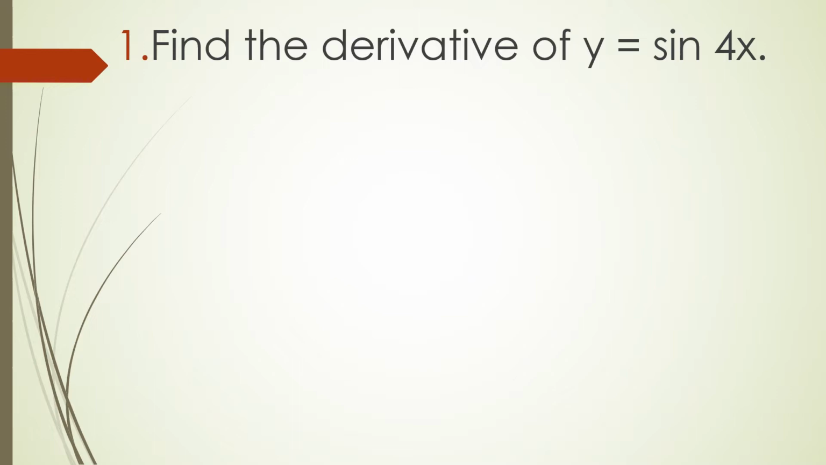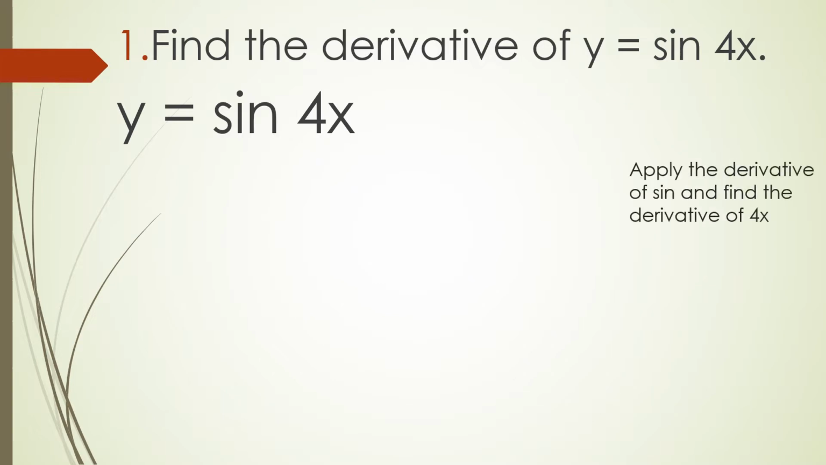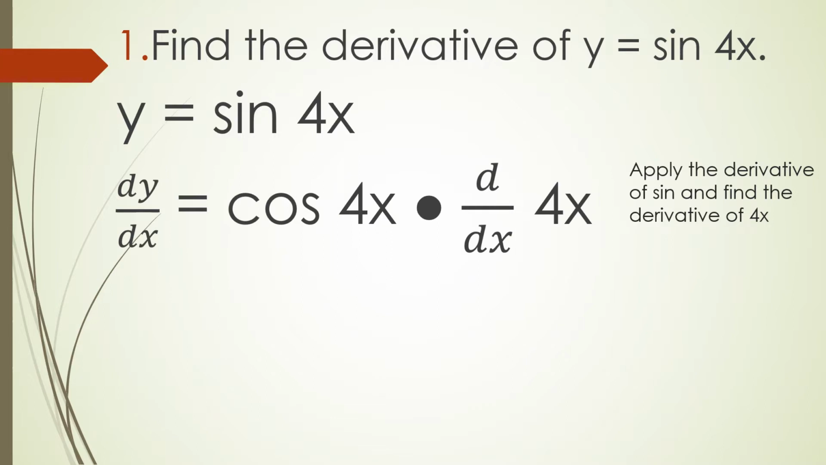Find the derivative of y is equal to sine 4x. Apply the derivative of sine. What's the derivative of sine? Cosine. So the derivative of sine is cosine. You see that, right? So it becomes cosine. Copy 4x.